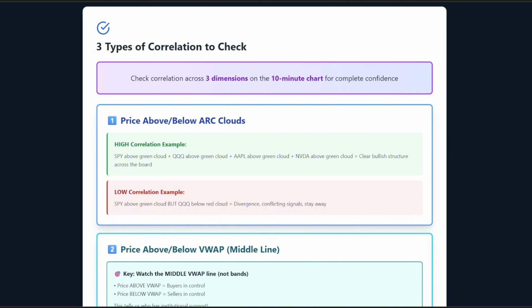Right. A high correlation example is SPY is trading above the green cloud. QQQ is trading above the green cloud. Apple is trading above the green cloud. And NVDA is trading above the green cloud. Those are 4 stocks trading above our clouds, right? In a clear bullish structure across the board, right? So what would you want to do in that situation, guys? You'd want to take calls, right or wrong?